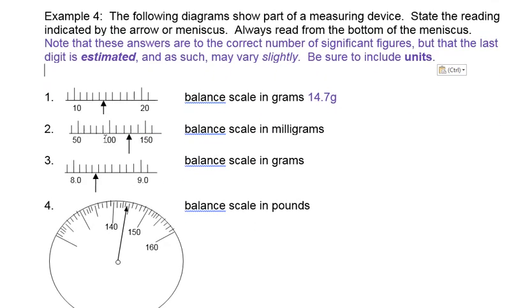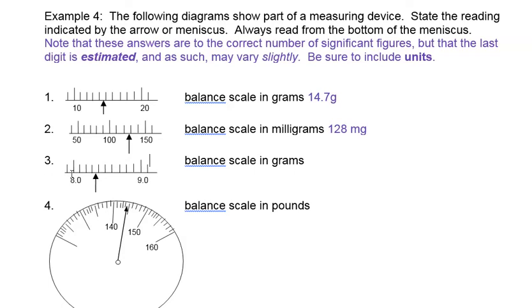So with the next one, again, I see my gradations. This is 100, this is 150, so that tells us we're going up by tens. 110, 120, 130. So between 120 and 130, I have to estimate just how close it is to that 130. I think this one's a little closer than the last one. So I'm going to call it 128. And again, don't forget units.